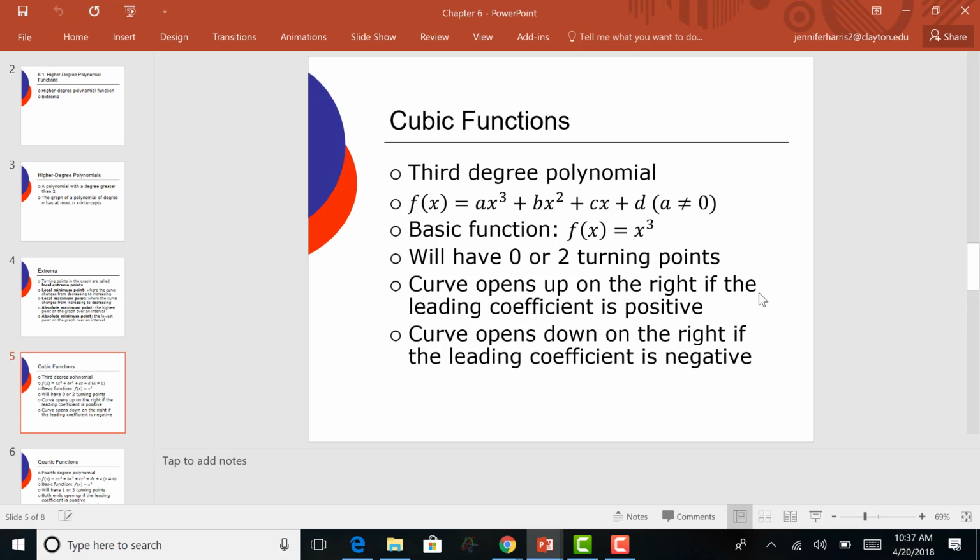When does this happen again? When the leading coefficient is positive. So this could be y equals a positive x to the 3 power. Then this last bullet, what does it say? What happens if it's like that? What if I have a negative x to the 3rd power? Then guess what? It's going to open like this. So it's going to be up on the what? Left. Up on the left and down on the right. So this refers to this one, and this refers to that one.